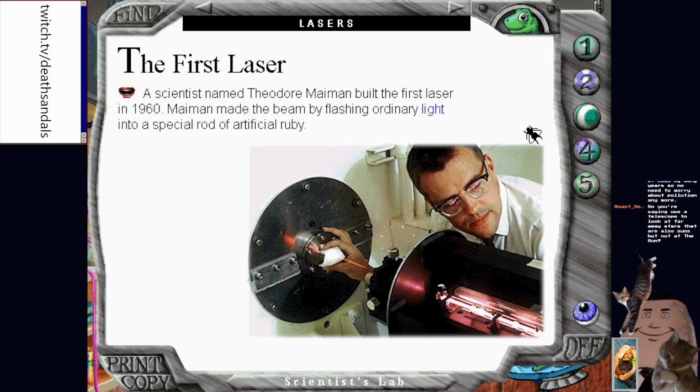The first laser. A scientist named Theodore Maiman built the first laser in 1960. Maiman made the beam by flashing ordinary light into a special rod of artificial ruby.